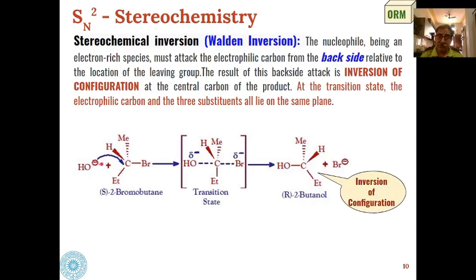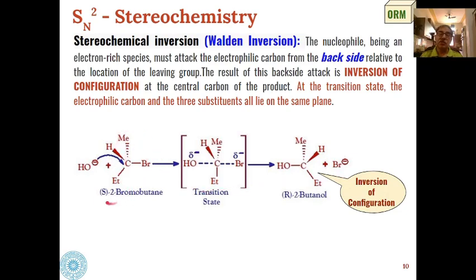if hydroxide ion, which is acting as a nucleophile over here, attacks from the back side, then we will have this type of 5 coordinate transition state. After the transition state, this will be the leaving group, and the nucleophile will get attached to that side of the carbon which is opposite to which the leaving group, that is bromide ion, was attached, and because of that the configuration of the product will be the inverse of what we have in the substrate.